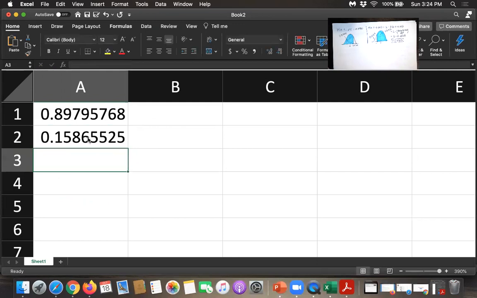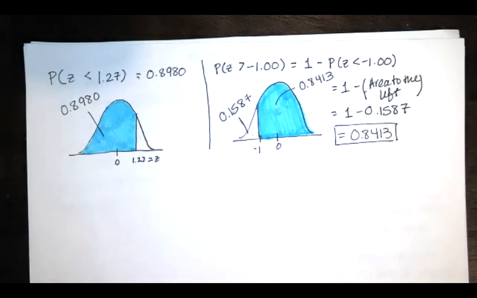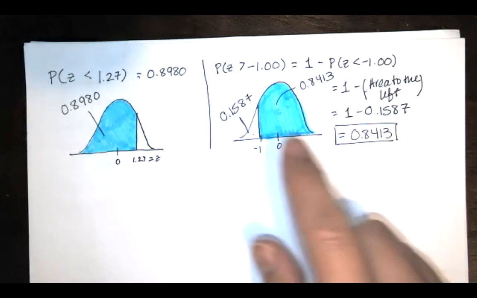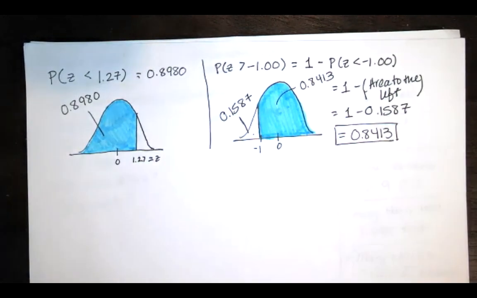So hit enter, and we get 0.1587 approximately. That's the same value that we saw in our table. So you can use that if you want to, but again, Excel is also giving you area to the left. So you would still have to find that value and then subtract it from 1 to get the area to the right.